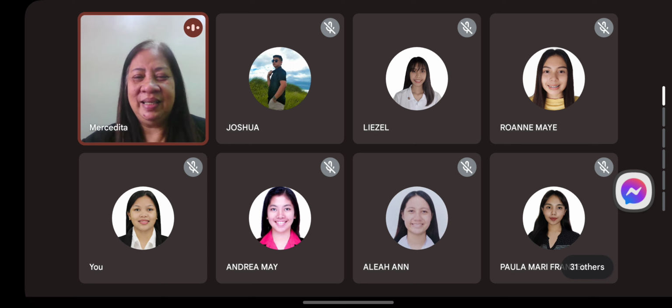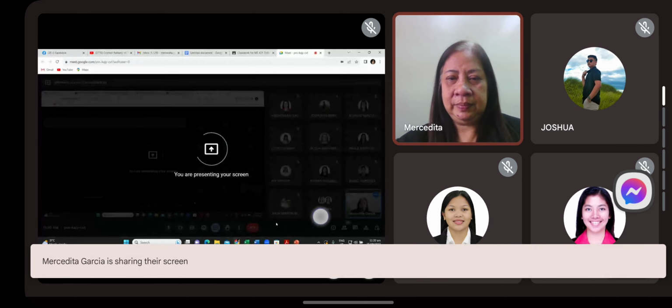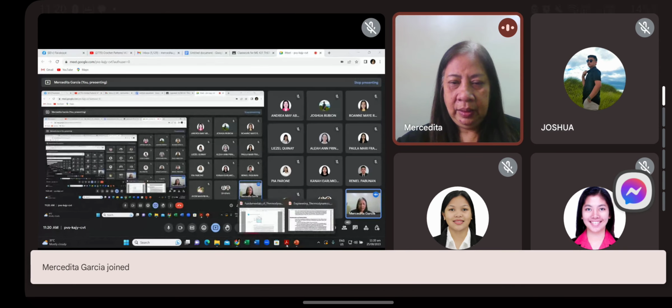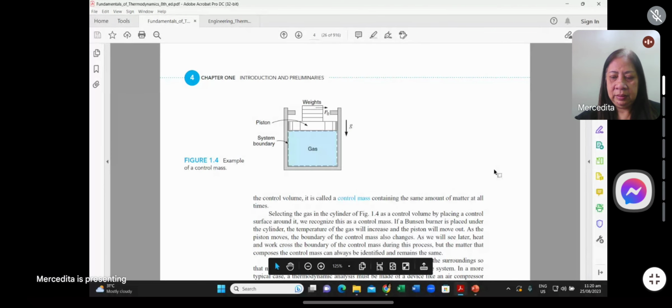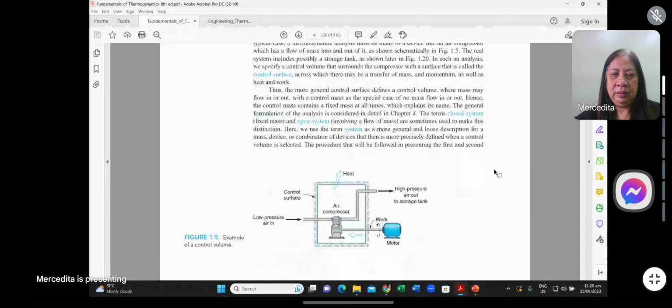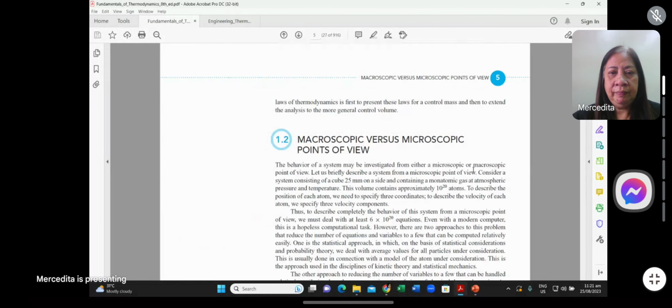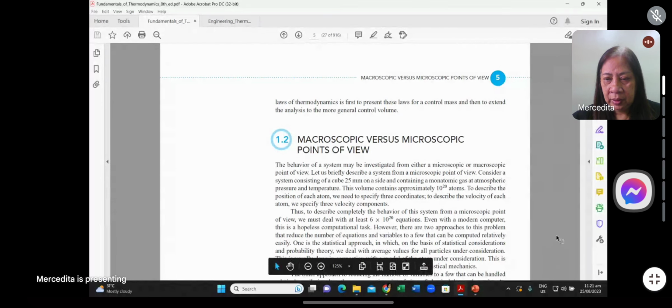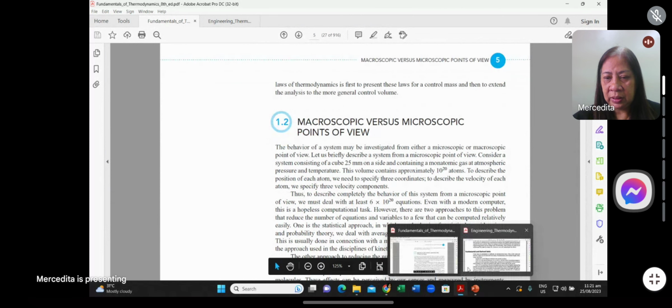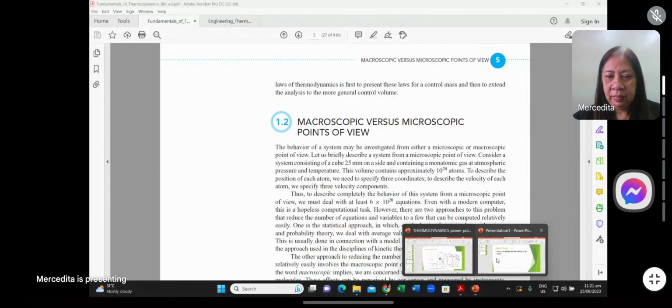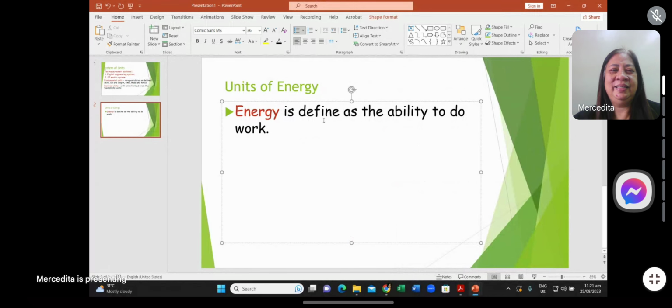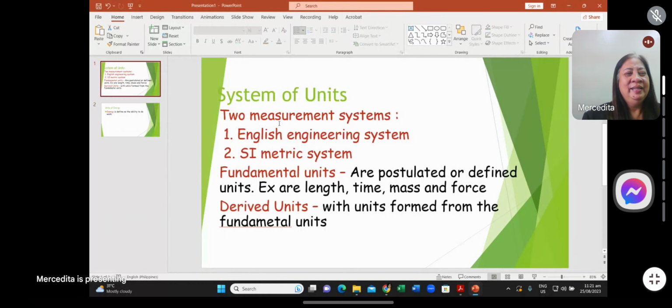Okay, balik ulit ako sa aking presentation. Okay, ulit tayo. Kasi these are discussion na ng thermodynamic system. Okay, before we go to thermodynamic system, ginagawa ko kanina na PowerPoint, hindi ko lang natapos, pero madali na to. System of units. Wala pa palang laman. Okay. So we have here the system of units.